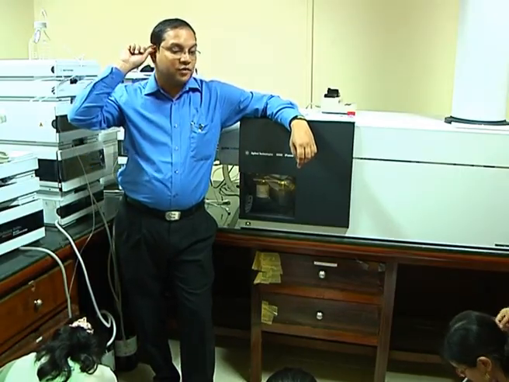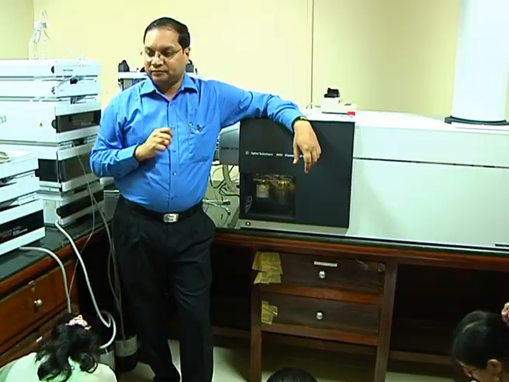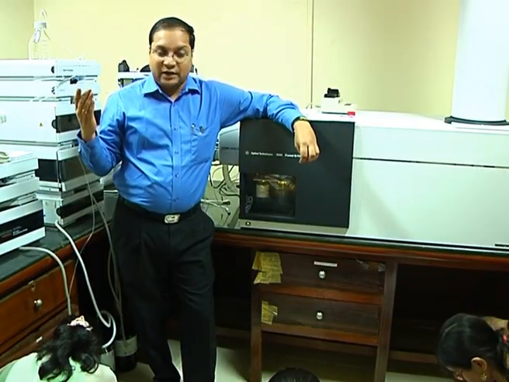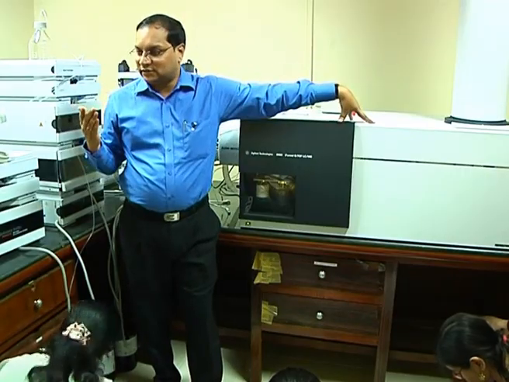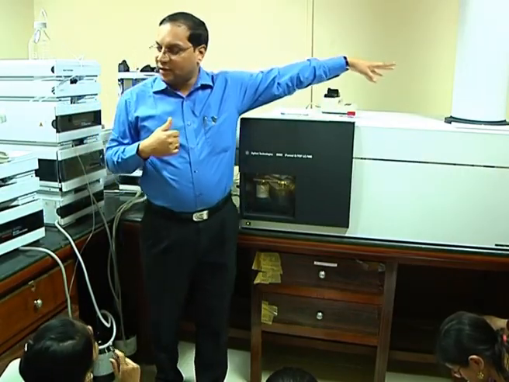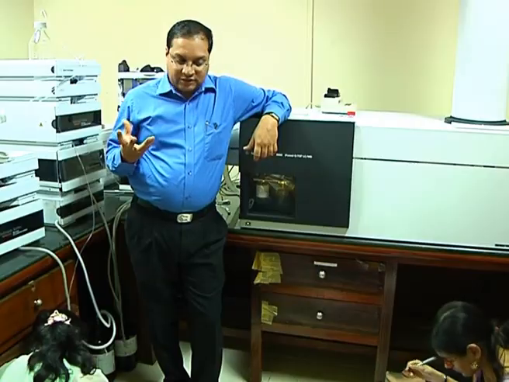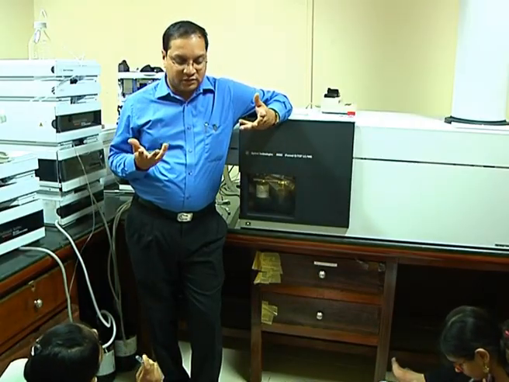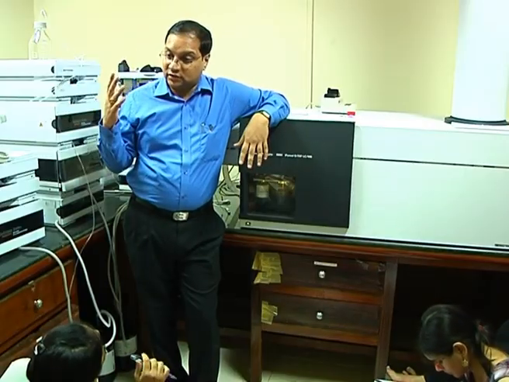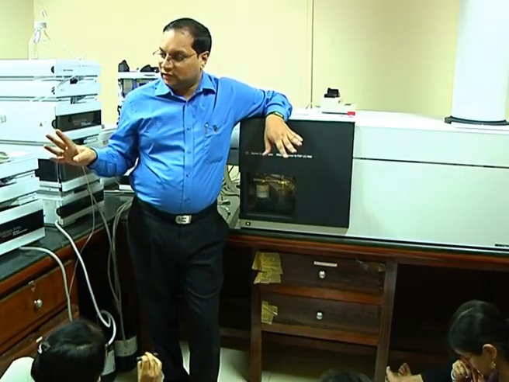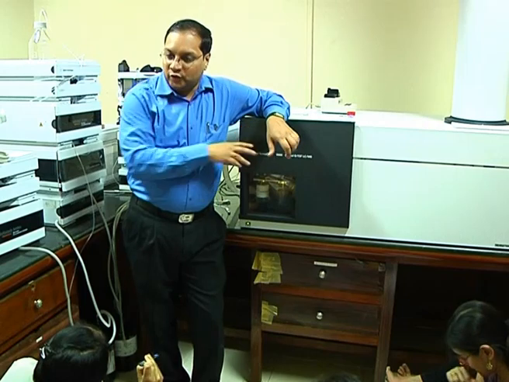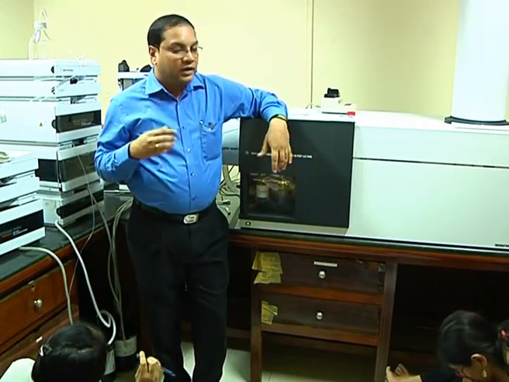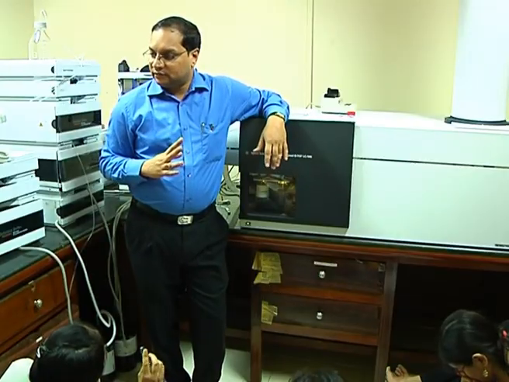Then comes the other approach, which is called data dependent. In the data dependent approach, we take advantage of both the analyzers, quadrupole as well as time of flight. I have some sample which is complex. I don't know how many peptides, which peptide is coming at what time, at what concentration. I have no clue. I cannot guide my quadrupole to select what and when. So no clue, so let the instrument decide.